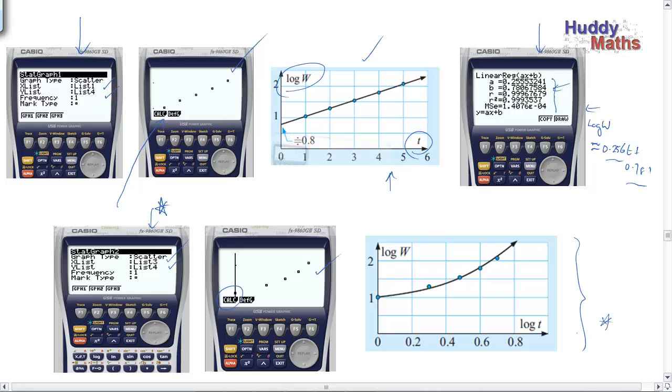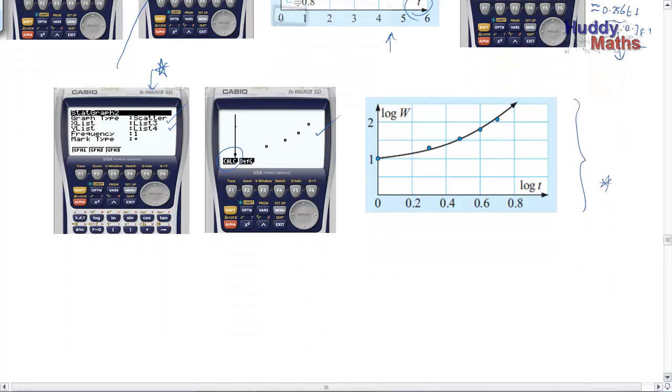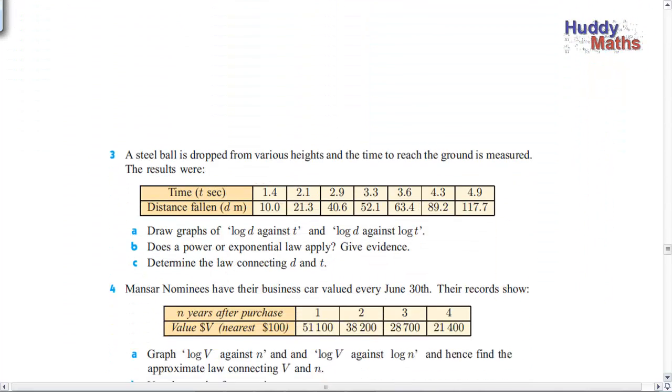Okay, so get that idea here. So we can do it in that way, and then go on and work out the actual rule connecting W and T as we did before. So the calculator to the rescue there to do that straight line work for us. All right, do you get it? Fairly interesting stuff, isn't it?